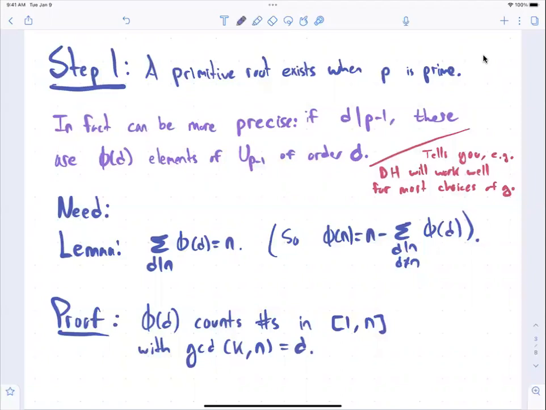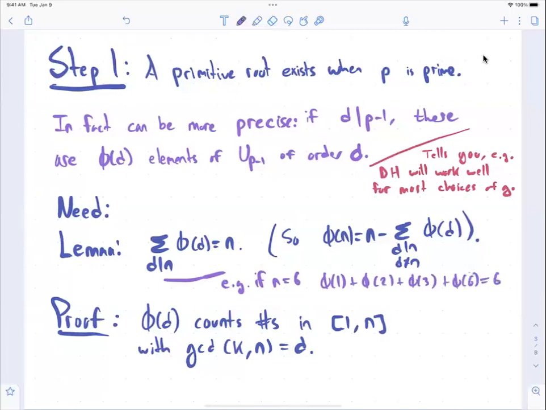Let's check what this is saying in one case. For example, if n is equal to 6, then we're getting the sum. What are the divisors? Well, we're getting phi of 1 plus phi of 2 plus phi of 3. So 1, 2, and 3, those are the divisors of 6. Oh, sorry. 6 is also a divisor of 6, plus phi of 6. So that's supposed to be equal to 6.